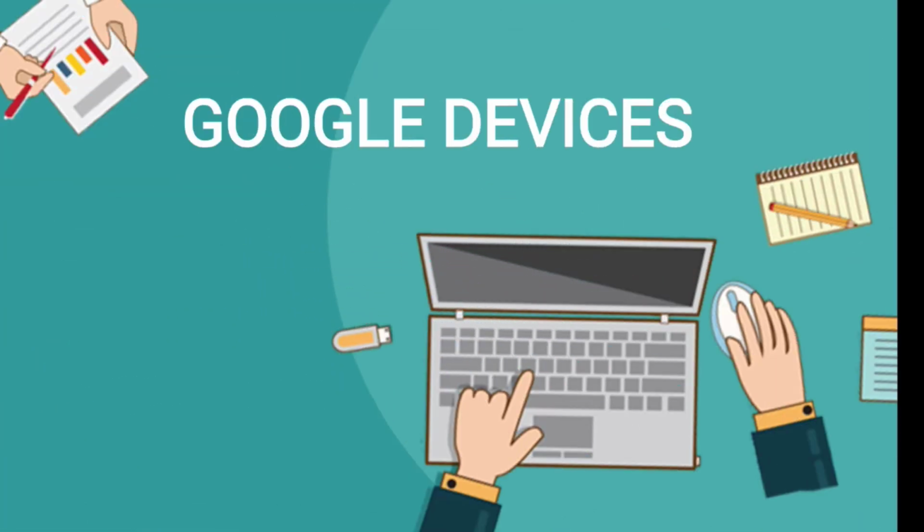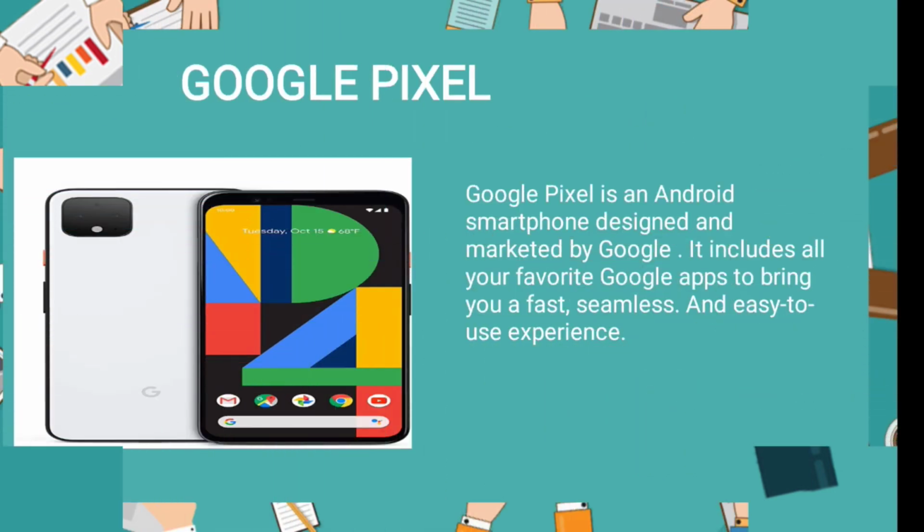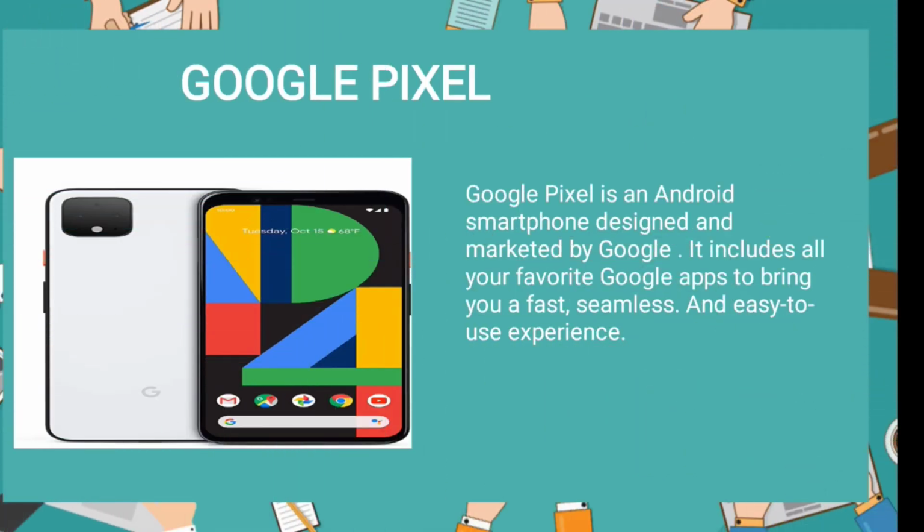Google devices. There are various Google devices like Google Pixel. Google Pixel is an Android smartphone designed and marketed by Google. It includes all your favorite Google apps to bring you a fast, seamless and easy to use experience. Similar to Nexus devices, it receives Android updates directly from Google. All Pixel smartphones include very large storage for all your data, photos and videos. Pixel is the first phone with the built-in Google Assistant.